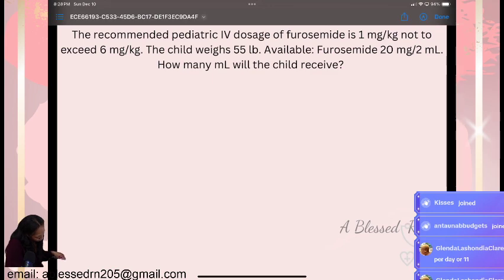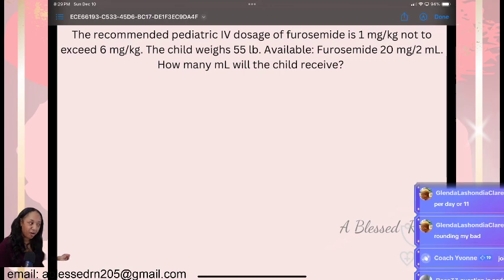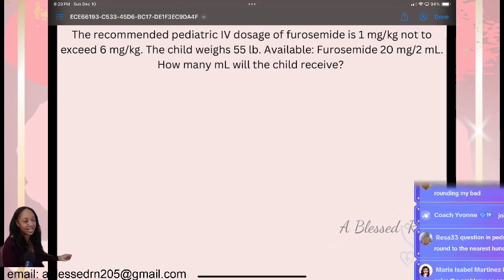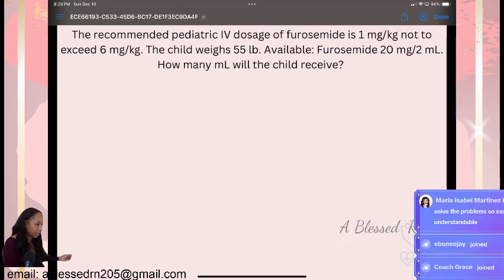You want to do this one? Let's see. Recommended pediatric IV dose: furosemide is 1 milligram per kilogram, not to exceed 6 milligrams per kilogram. And they weigh that. Okay, so we can do this one. So what is furosemide? Somebody let me know. Let's do some pharmacology, because furosemide is a very important drug. I've seen this a lot as a nephrology nurse, and even now on the med-surg floor. So let's talk about furosemide.